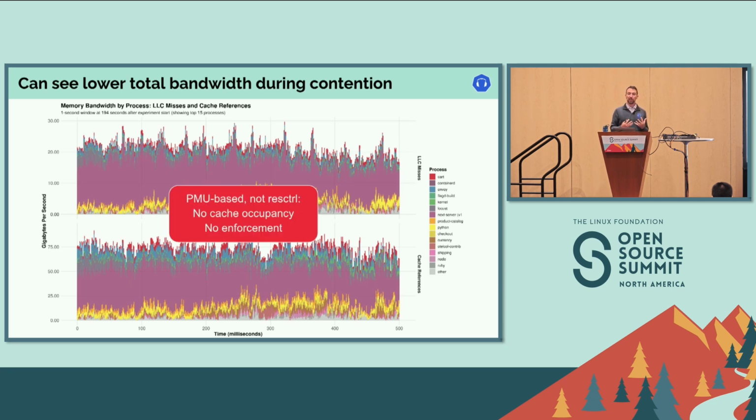So you can get these measurements. There is a subsystem in the kernel, but they don't support resource control. So you don't get measurements of the cache that you would have gotten. This is just per PMU. It's not the cache counters, and there's no enforcement.